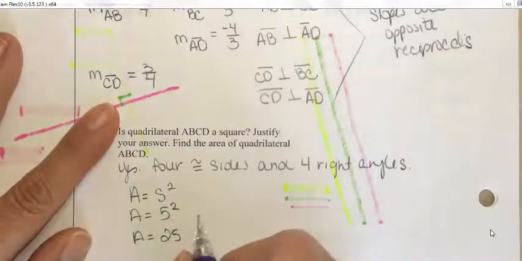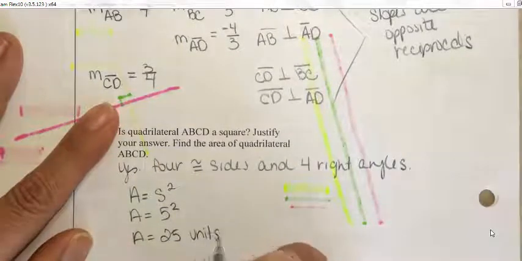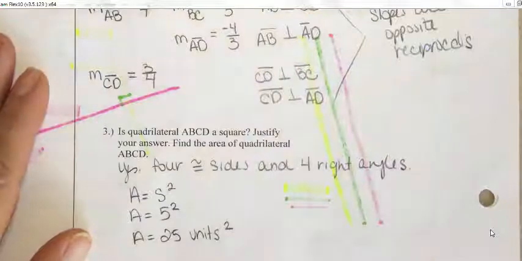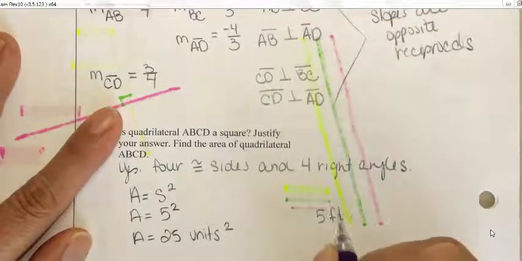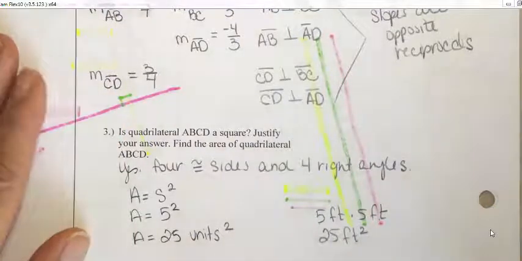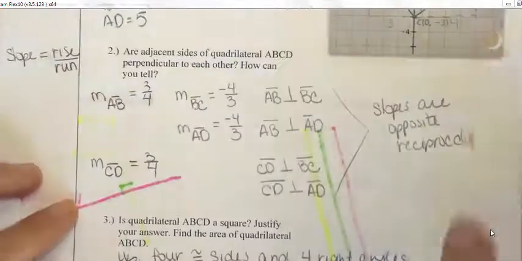We don't know what the units are. I'll put units, but they're square units. Because if it was like feet, for example, well, you'd multiply the 5s and you get 25. And what happens when you multiply feet by feet? You get feet squared. So that's just why.